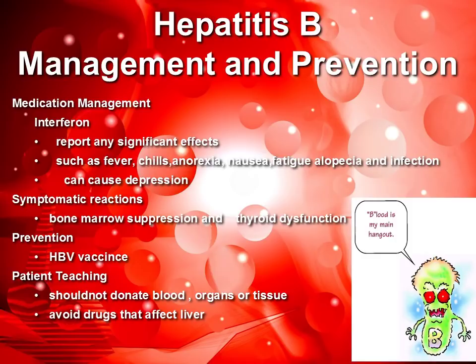Prevention. A very important preventative measure for hepatitis B is the hepatitis B vaccine. Most children under the age of 18 are routinely vaccinated. Anyone who is at high risk, such as healthcare workers, should also be vaccinated.